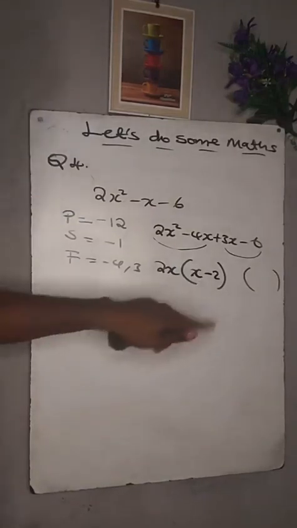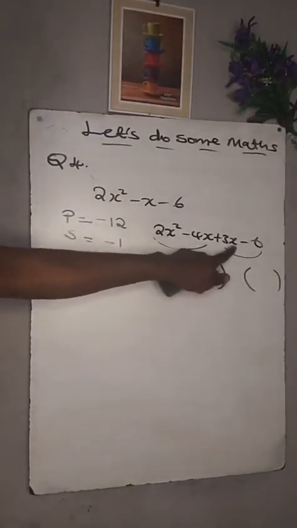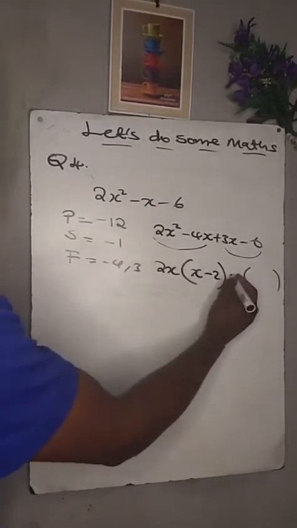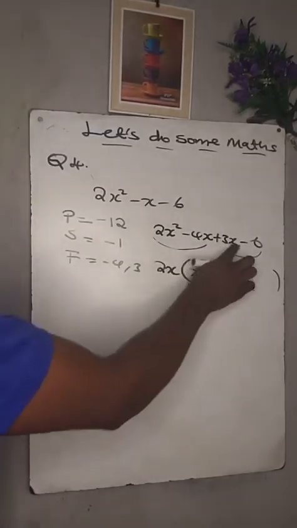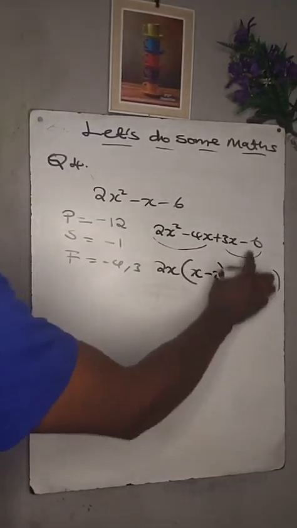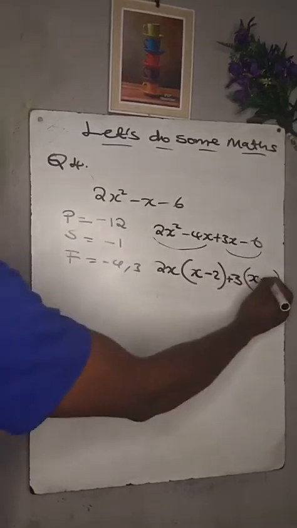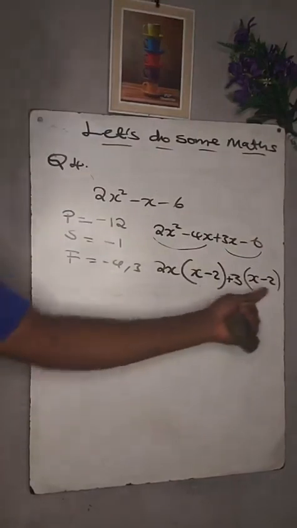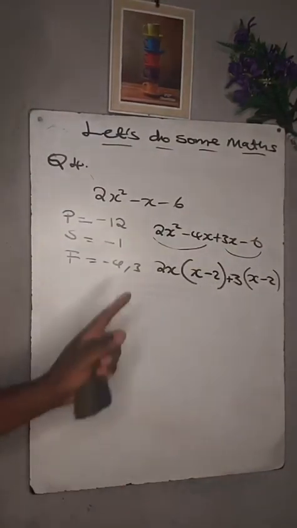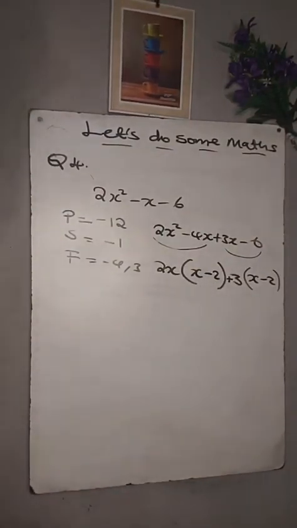So what am I supposed to do? I'll factor out 3, because 3 is a common factor, positive 3. Then 3x divided by 3 is x. Negative 6 divided by 3 is negative 2. Now we have the matching factors. If you get to this point, my friend, that means your factorizing is moving smoothly.